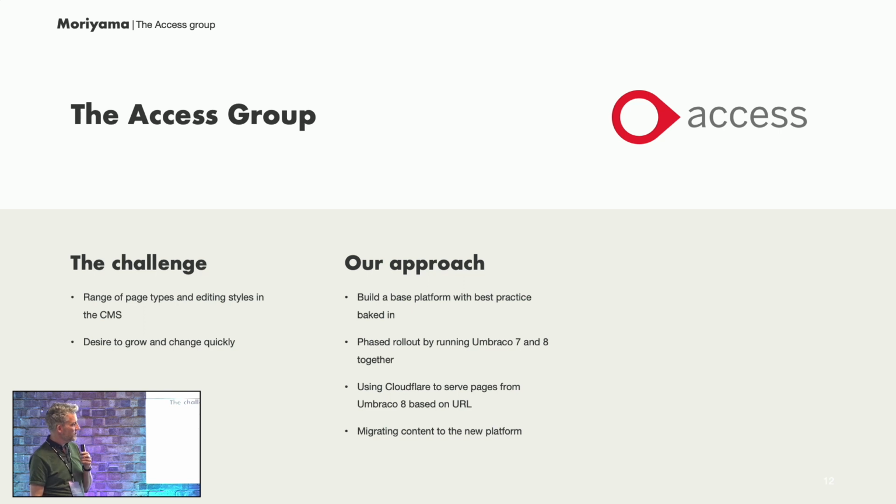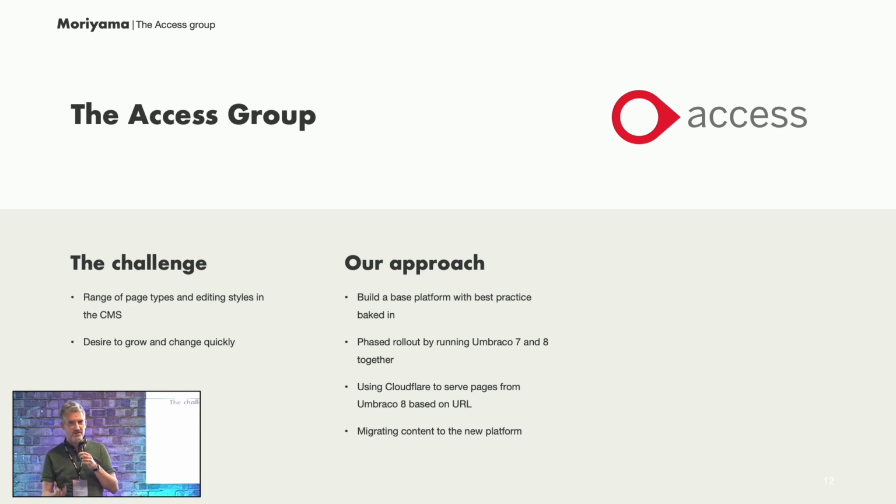We used Cloudflare to pick, based on the URL and patterns that we could update, which site it was actually taking the content from. So we could add a whole load of new features or page types into Umbraco 8, get them all working just correct. The client could check the content, and then we could steer all those across.